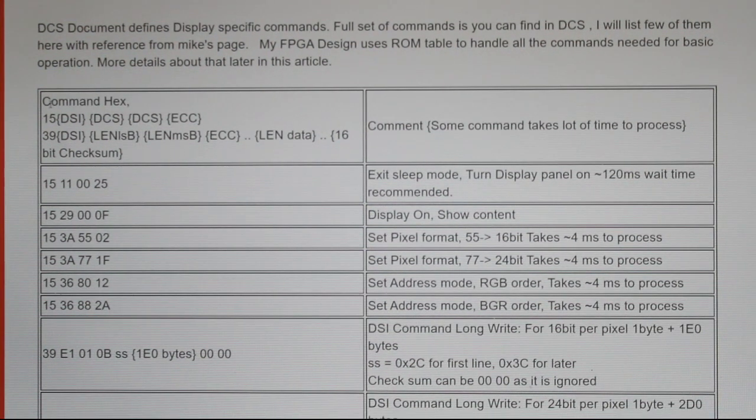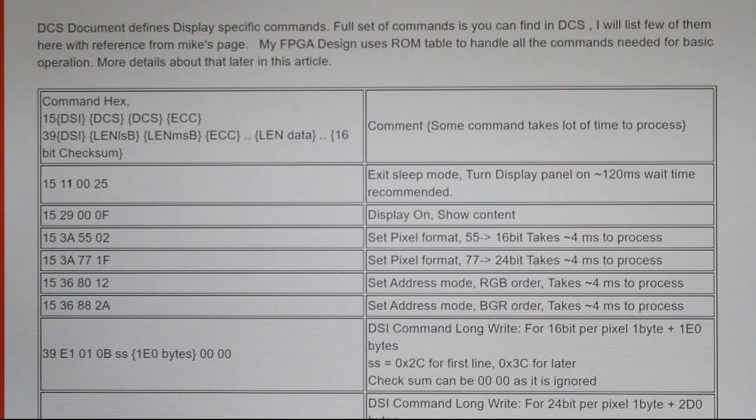In this small table, I have listed a few absolutely necessary commands. First command, this is the format, DCS 15H. This data is in hexadecimal format. There are just two types here, DCS short write and DCS long write. 39H, as described earlier in the DSI specification, is a long write command, and 15H, as described in the DSI specification, is a DCS short write command.